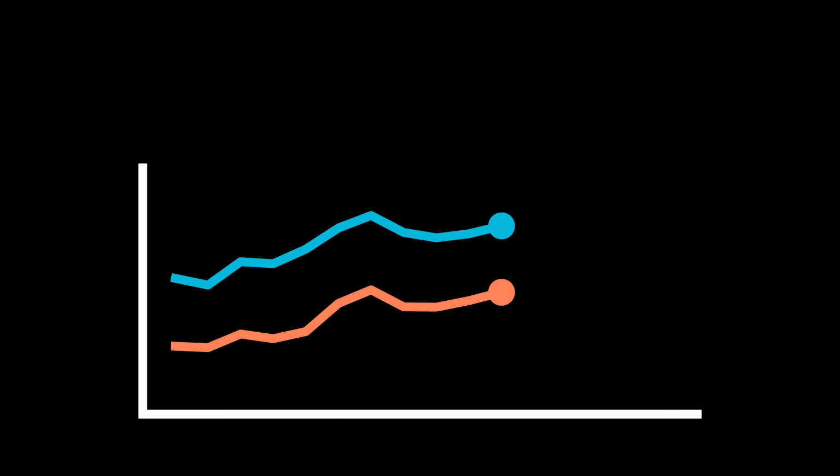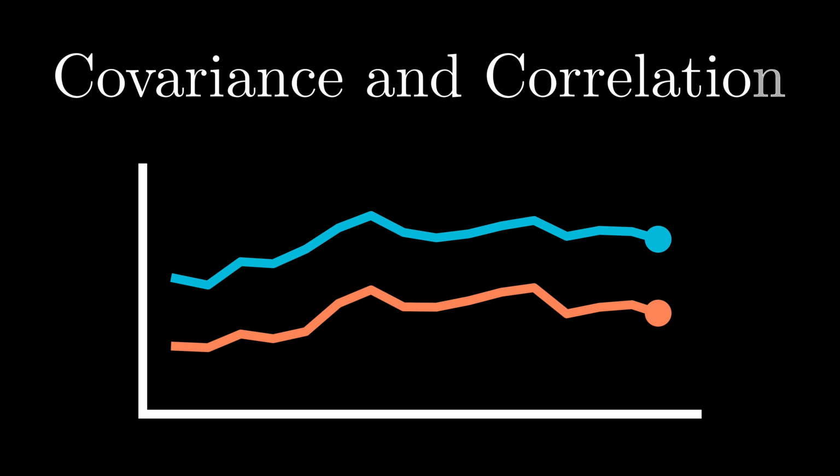When two variables change together, we say they're related. But how do we measure that relationship? In probability, we usually rely on two key metrics, covariance and correlation. And these concepts matter in many fields.